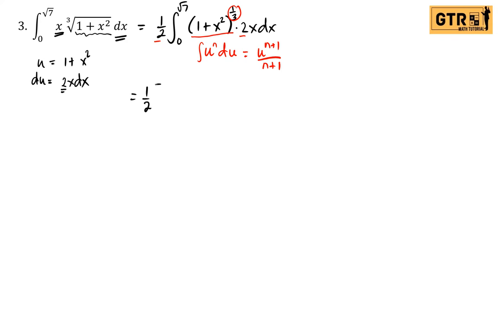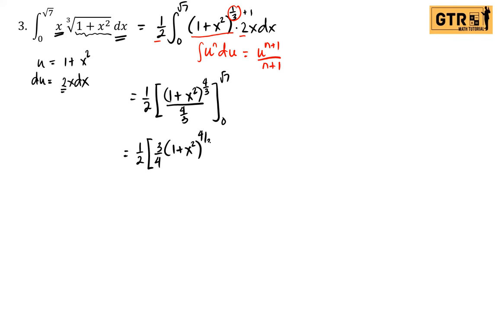Since it's in the form u to the n du, we have the direct formula. So that's equal to 1/2 times 1 plus x squared raised to 1/3 plus 1, which is 4 over 3, over 4 over 3, from 0 to square root of 7. So simplify: we have 1/2 and then 4 over 3, so 3 will go to the numerator. This becomes 3/4 times 1 plus x squared raised to 4 over 3 from 0 to square root of 7. Now let's apply the limits, substituting square root of 7 and 0.